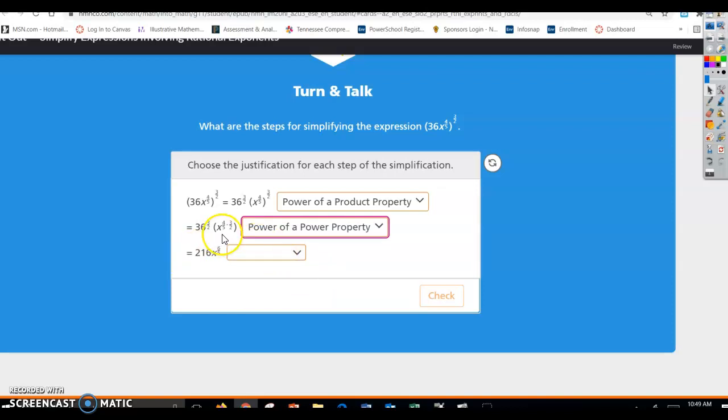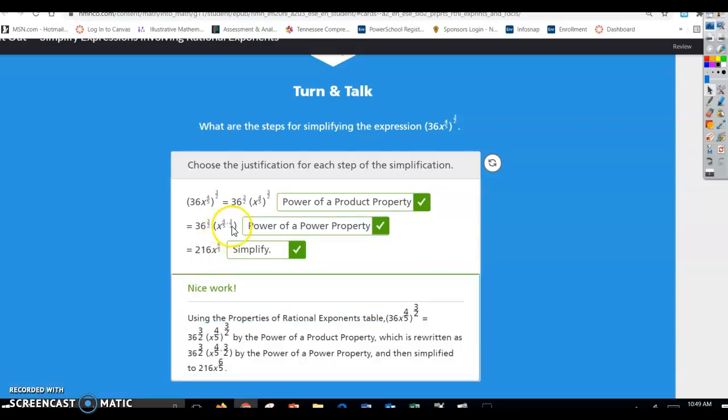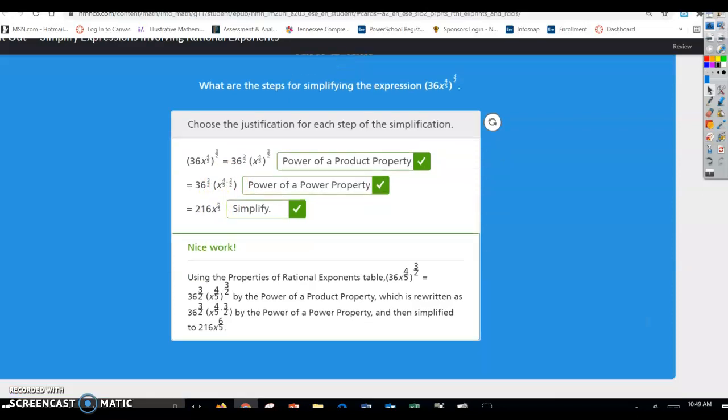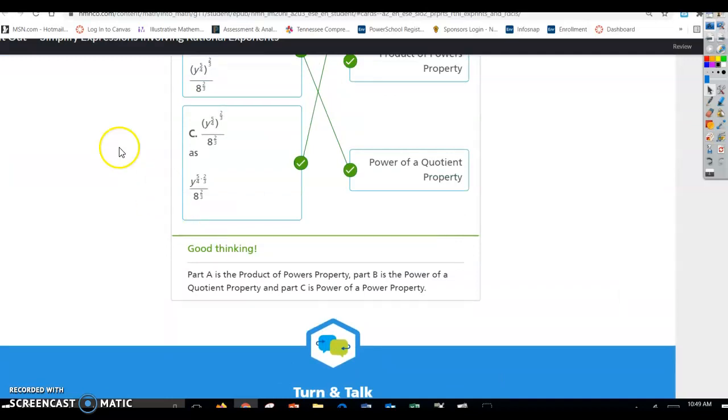All right, and then from here, they just simplified the expression. Okay. All right, so from here to here, they just multiplied across and then reduced it like we did in the last one. All right, that's all for task 3. If you have any questions, please let me know.